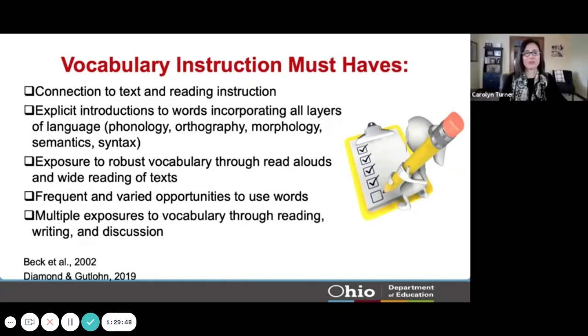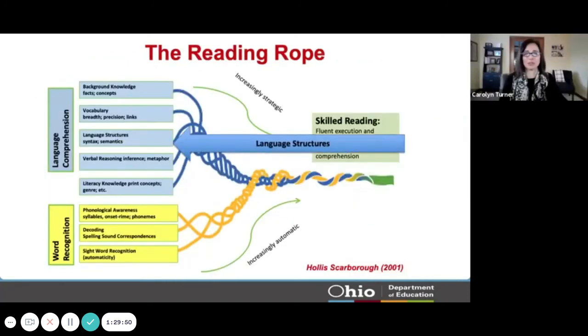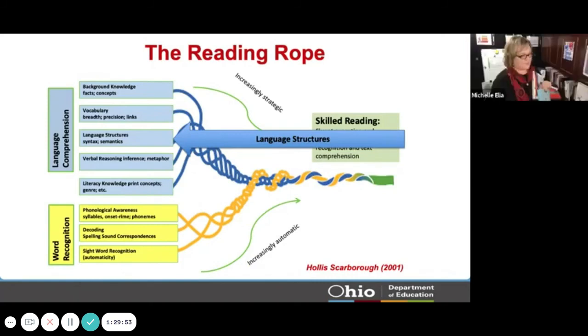Great, okay. Great professional resources to build your knowledge. Let's go to language structures, because this part goes fast. Carolyn, you want to talk about language structures?